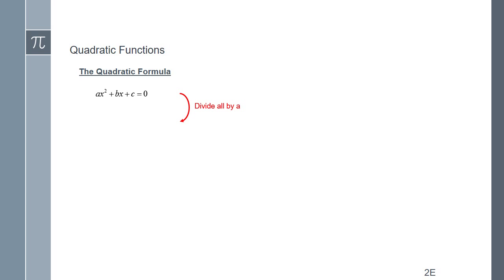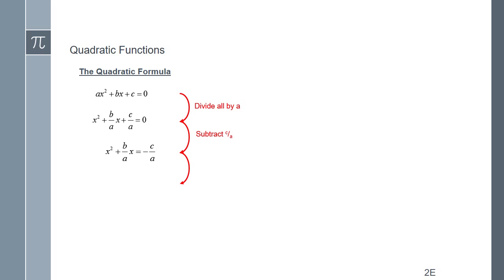Firstly, if you remember, we can only complete the square when we have a coefficient of 1 on the x squared term, so we divide it all by a. So we get x squared plus b over a x plus c over a is equal to 0. Next up, we take that c over a away from both sides in order to get it in the form where we can complete the square. x squared plus b over a x is equal to minus c over a. Then we complete the square.